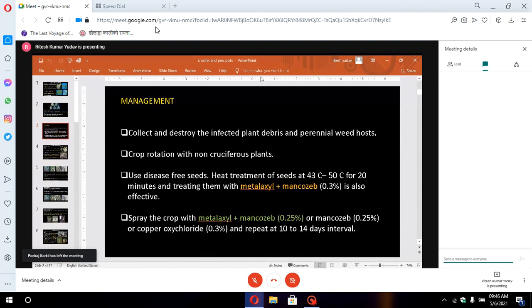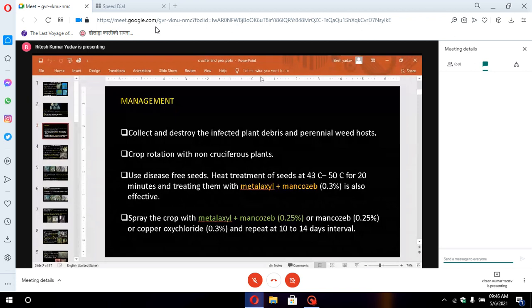Copper oxychlorides are also very effective. Copper fungicides are very effective against downy mildew.